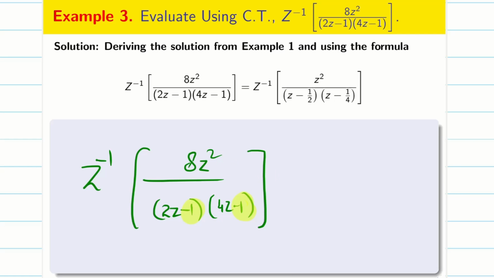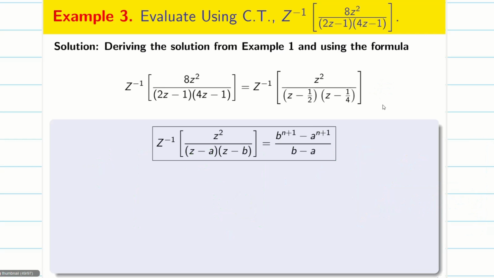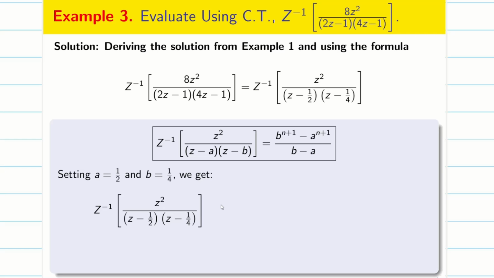So I am going to take this 2 outside, then it will become 8z square, 2 into z minus 1 by 2. In the second term, I will take 4 outside, z minus 1 by 4. So now 8 and 8 will get cancelled, and we will be getting this. From this, I can derive the general formula from example 1. Now I can identify a equal to 1 by 2, b equal to 1 by 4. Now substituting the values, we will be getting 1 by 4 whole power n plus 1 minus 1 by 2 whole power n plus 1. 1 by 4 minus 1 by 2 is going to be minus 1 by 4.